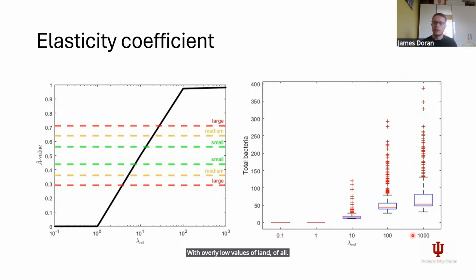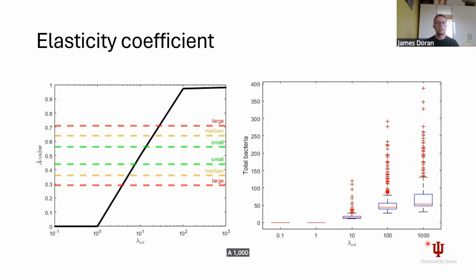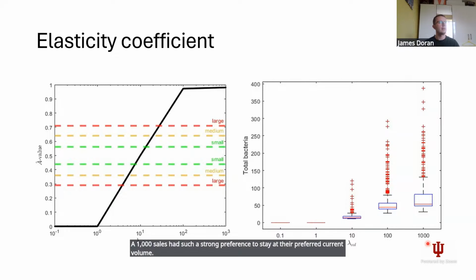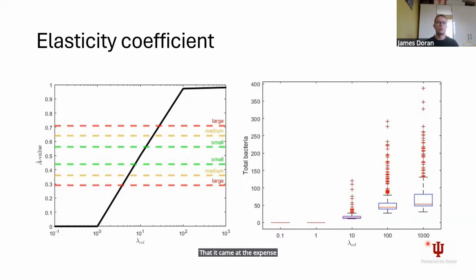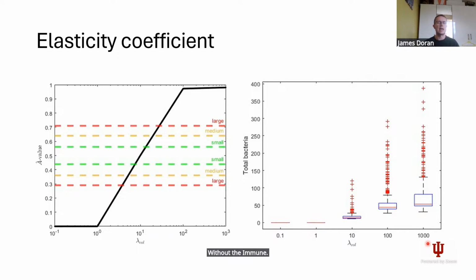Conversely, when we set lambda vol equal to 100 or even more so 1,000, cells had such a strong preference to stay at their preferred current volume that it came at the expense of any movement or anything else effectively. So cells would largely stay frozen in place, just trying to maintain this perfect volume, and as such, the bacteria could freely replicate without the immune cells ever moving towards the site of infection for fear of diverging away from their preferred volume.